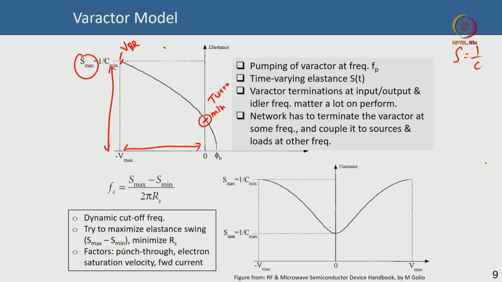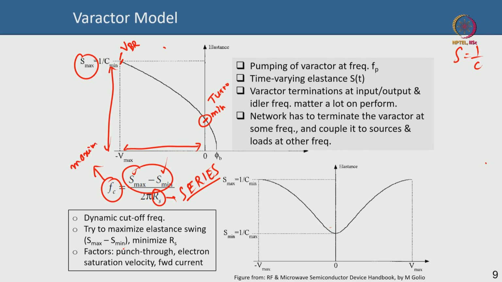There is a figure of merit called the dynamic cutoff frequency, which is basically the maximum elastance minus the minimum elastance divided by 2 pi Rs. Rs is basically the series resistance. If you remember, the series resistance is the total resistance of the quasi neutral region, the package parasitics, the extra resistances, etc. The total series resistance is something you want to minimize, and this swing of the elastance range is something you want to maximize, so that your dynamic cutoff frequency can be maximized.